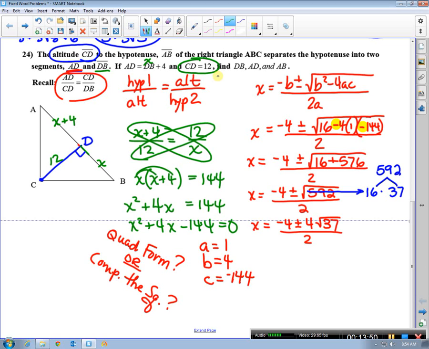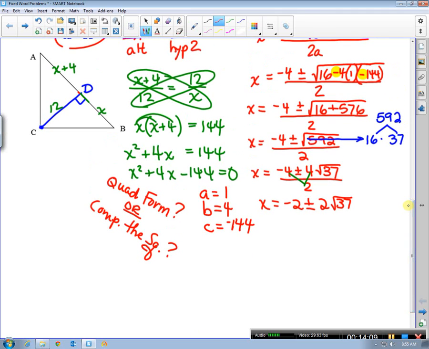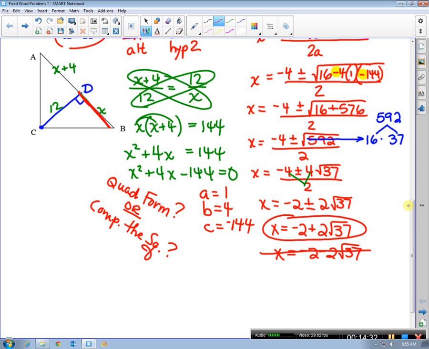And I can see that 2 goes into negative 4 and 2 goes into 4. So I can reduce nicely. Negative 2 plus and minus 2 square root of 37. Now remember, we have a word problem. We need to know, can x be negative? Well, x is the length of DB, so no. So our two answers would be negative 2 plus 2 radical 37. That one should be okay. And negative 2 minus 2 radical 37. That's negative minus something, rejected. So here is our value for x, negative 2 plus 2 square root of 37.